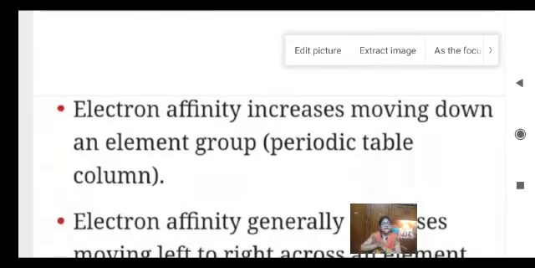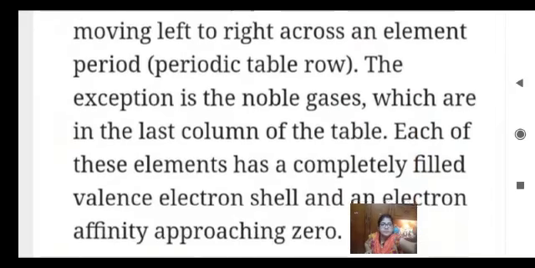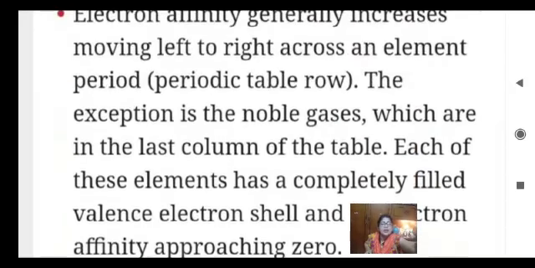Electron affinity increases from left to right. Now the question is why? Why does electron affinity increase from left to right? Before going into that, we must say that the exception is in the case of noble gases.